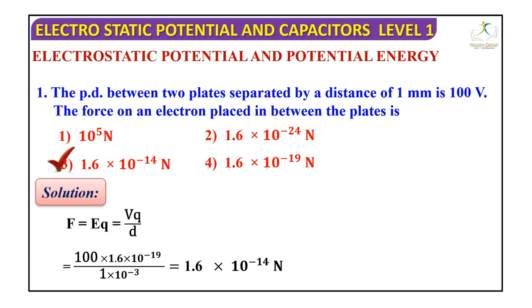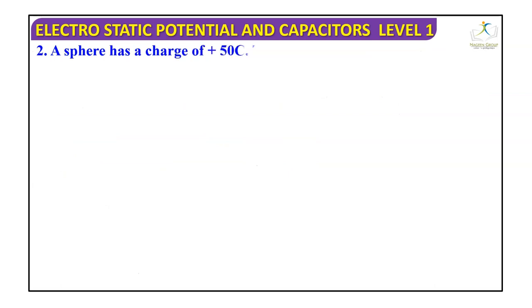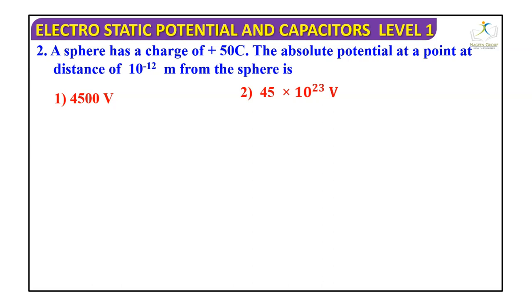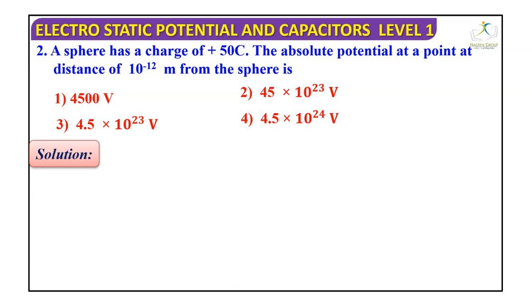Moving ahead with the next question: a sphere has a charge of plus 50 coulomb. The absolute potential at a point at a distance of 10 to the power minus 12 meter from the sphere is 4500 volt, 4.5 × 10 to the power 23 volt, 4.5 × 10 to the power 23 volt, or 4.5 × 10 to the power 24 volt. Let's move on to the solution.